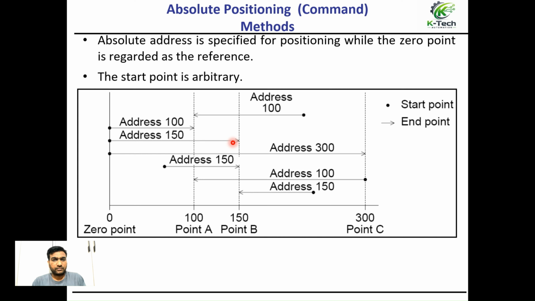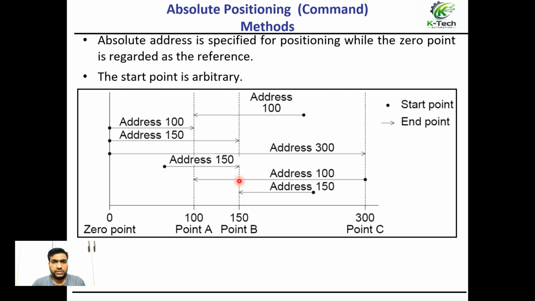Whenever you give a zero command from here, now you are on point B, 150 mm, it will run in the reverse direction and try to achieve the 0 point. Again you give 300, so it will move 300 mm. And again you give 150 mm, so it will run from 300 back to 150 mm. So this is the absolute positioning method.